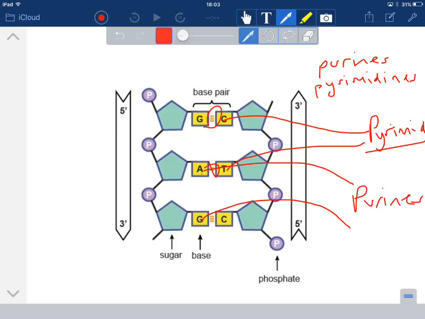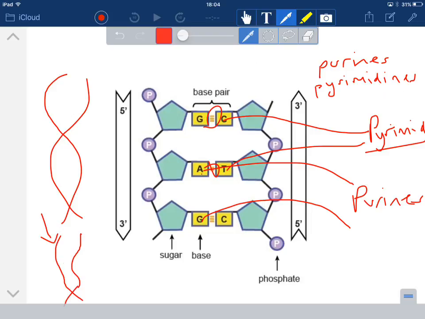This is important because we need to know that the hydrogen bonds that keep these strands together are the bonds that are broken when an enzyme called helicase unwinds the strand. So this is our normal DNA, and as they unwind, helicase is going to break these hydrogen bonds and therefore unwind the strands.